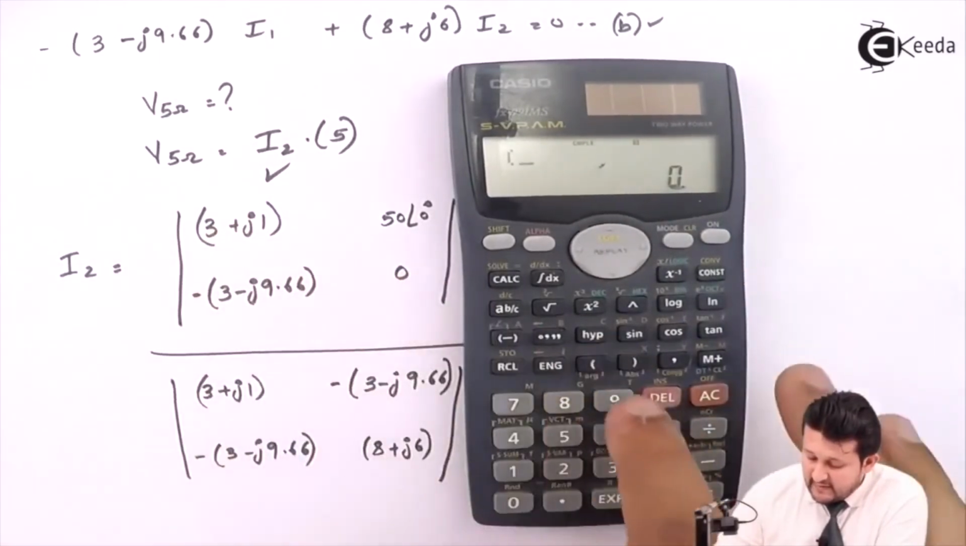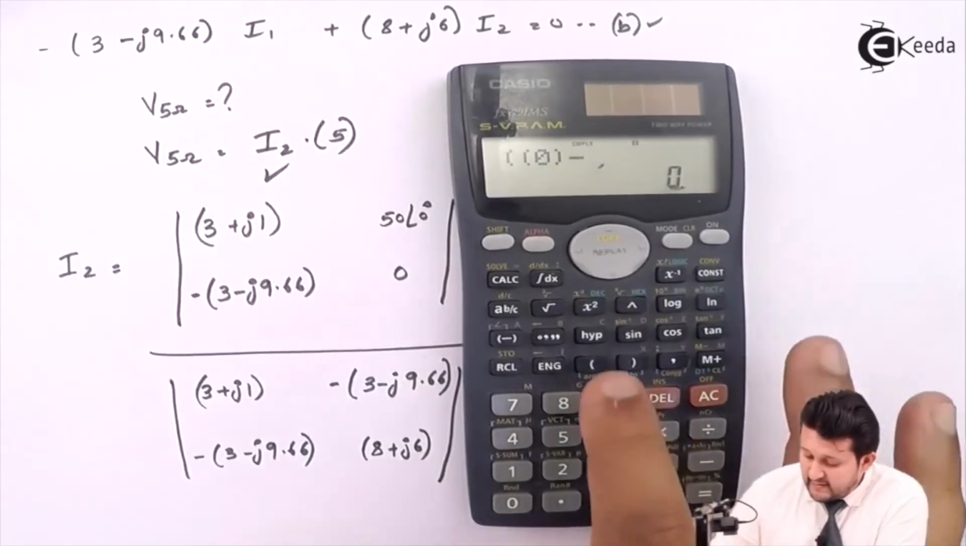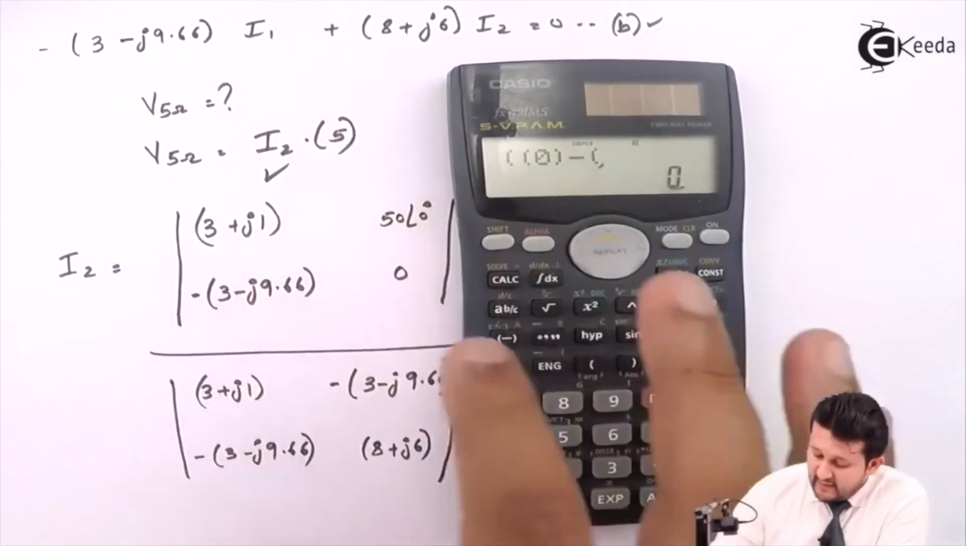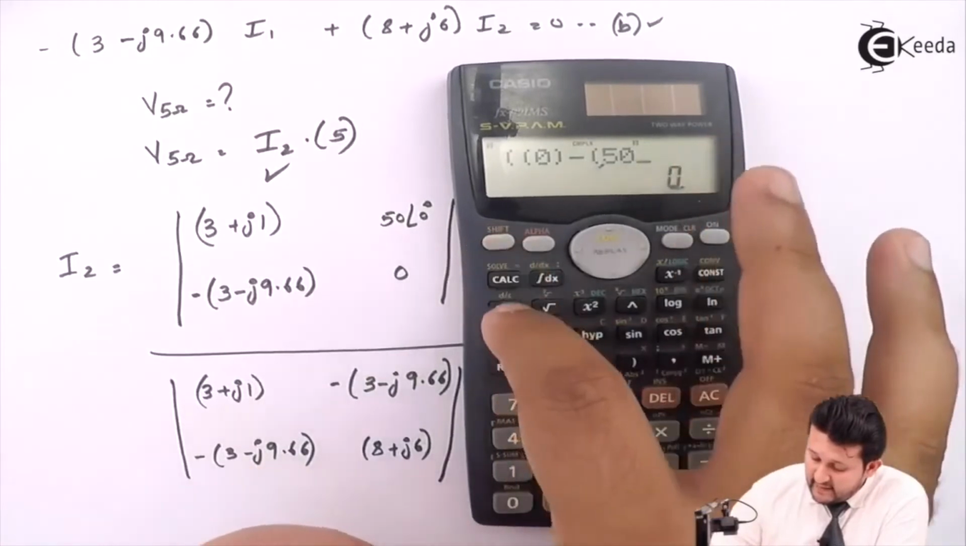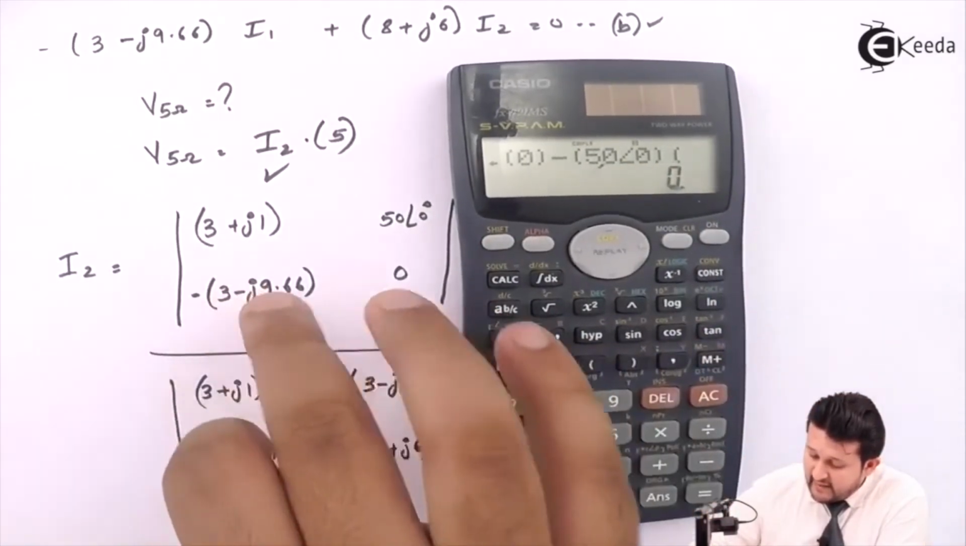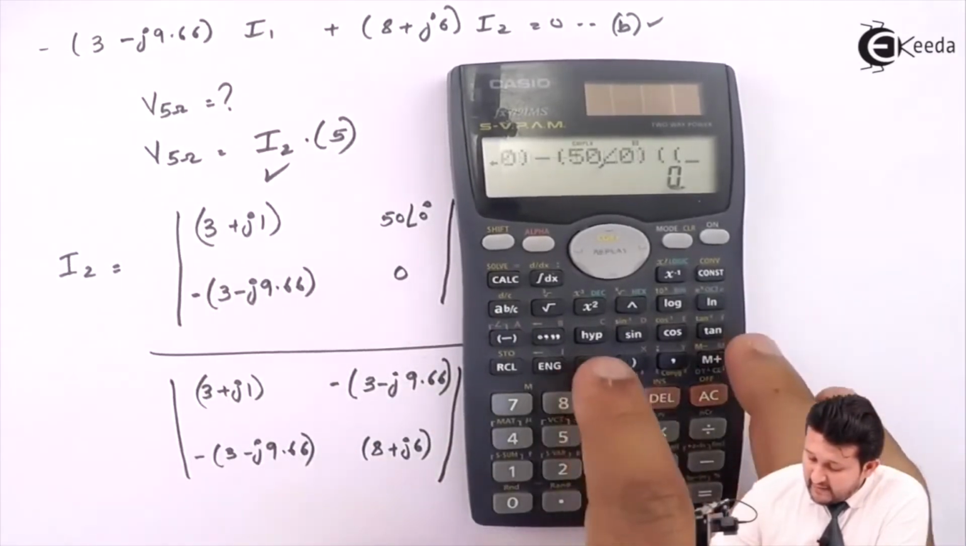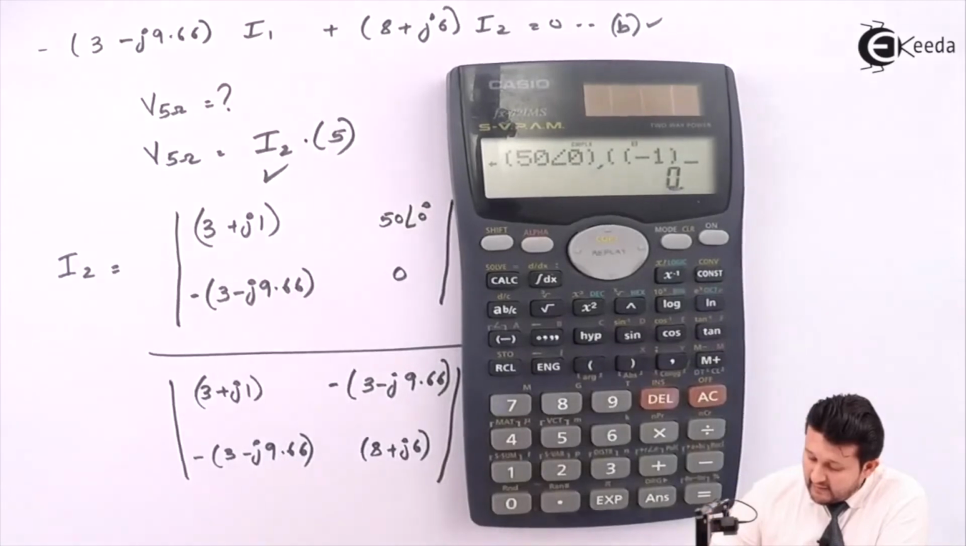So this multiply with this. Bracket, you got answer 0. Minus bracket. This multiply with this. So you'll get 50, shift angle 0. Bracket close. Again bracket for this. Outside you have a minus sign. So you'll write bracket minus 1 bracket 1 close.